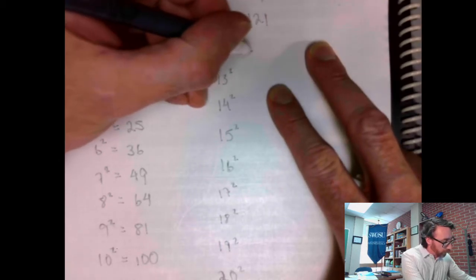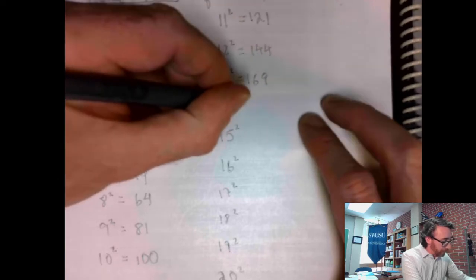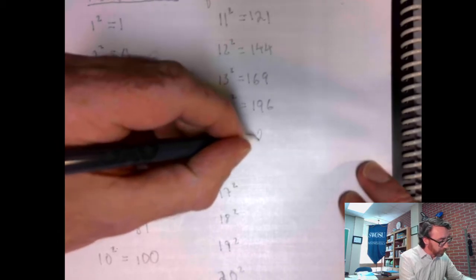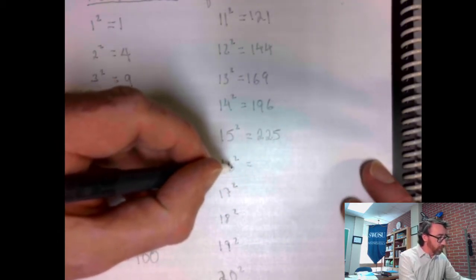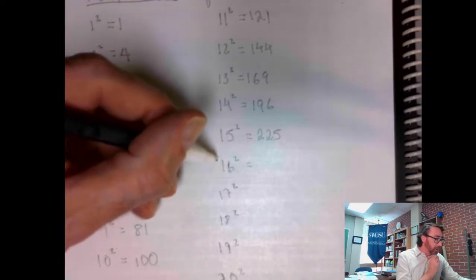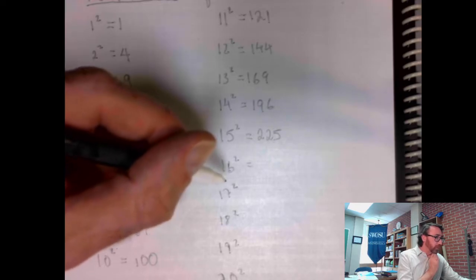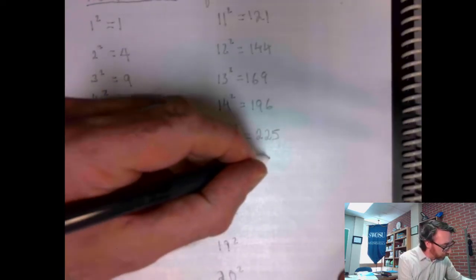11 squared, 121. 12 squared, 144. 13 squared, 169. 196. 225. 16 squared. Okay, give me a pause one sec. 16 squared would be 100 plus 120 plus 256.